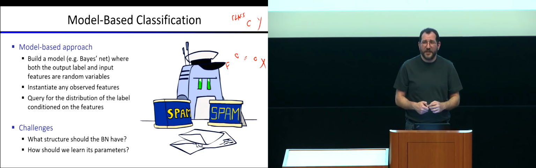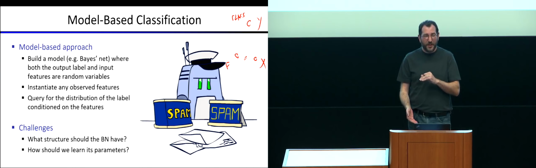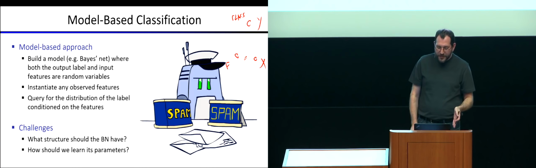So what are the challenges? What structure should the Bayes net have? Today we're going to give it the simplest structure that could possibly work, and it turns out it often does. And then the thing we're going to mostly talk about today is how should we learn the parameters of a model from data once we've decided its structure.